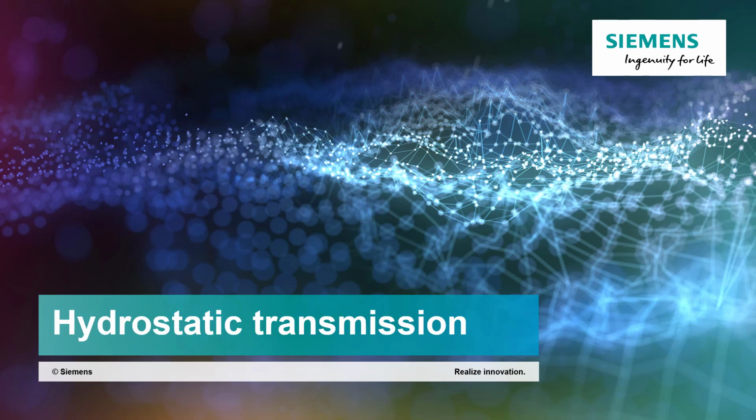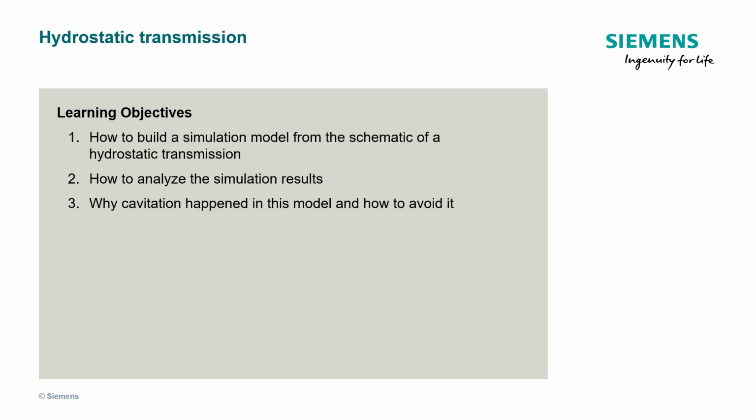Hello everyone. Today we're going to introduce a small hydraulic system model, which is called hydrostatic transmission. Our learning objectives in this topic are the following. We will present how to build a hydraulic system model from the schematic of a hydrostatic transmission. Then we will analyze the simulation results, more specifically, why cavitation happens in this model and how to avoid it.